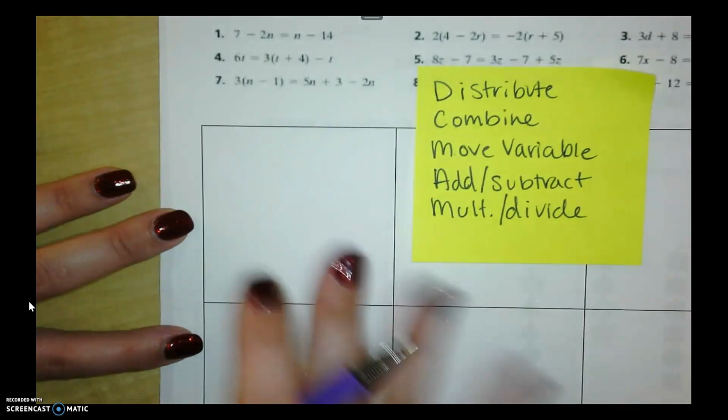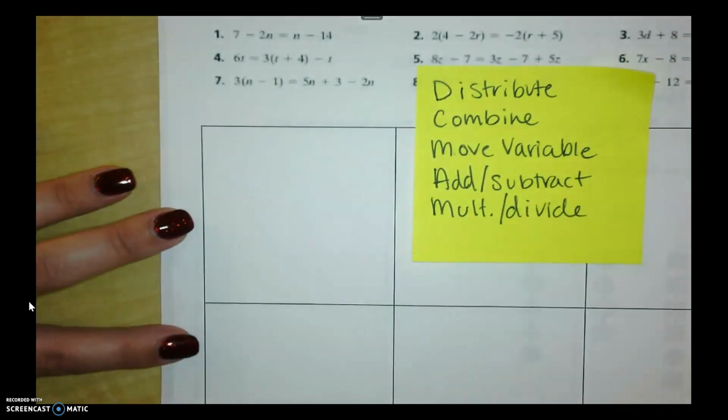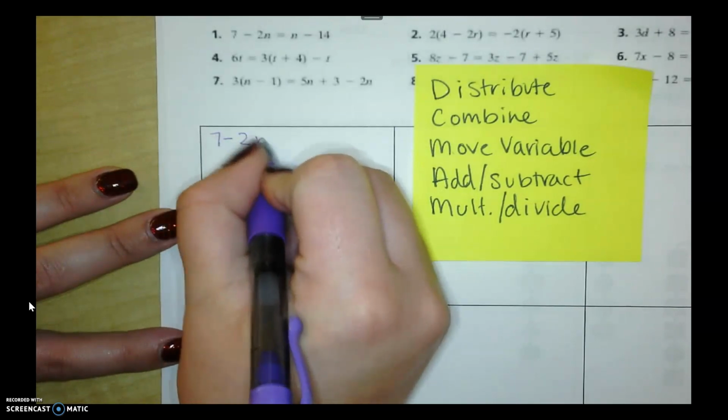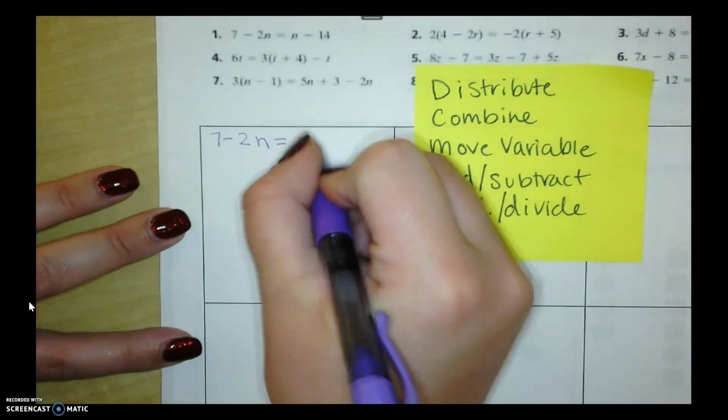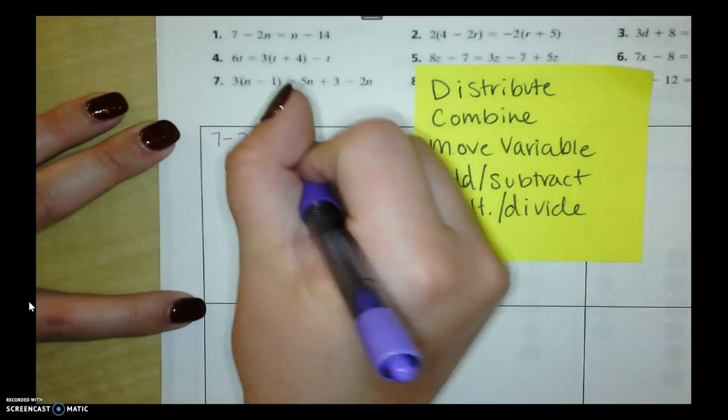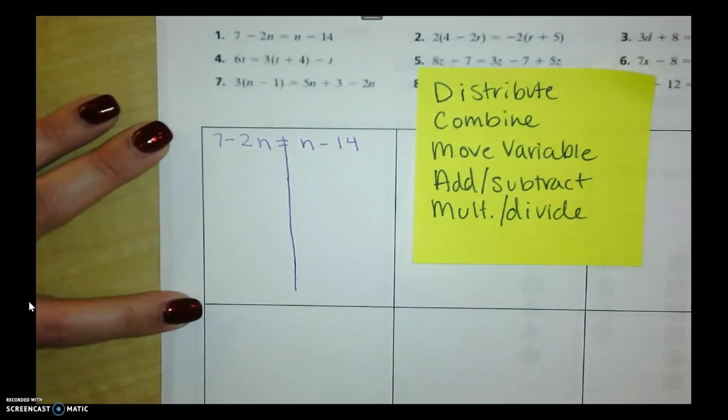I've given you 9 boxes with 9 problems. So if you need more room, feel free to get some notebook paper. Starting with the first one, I'm just going to rewrite it in this box. Okay, remember step 1, draw your line down your equal sign.